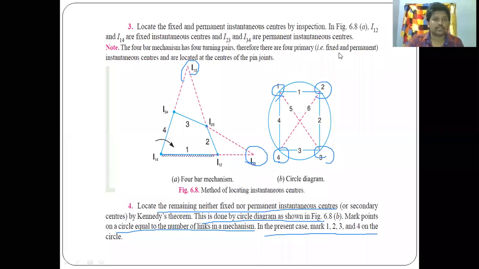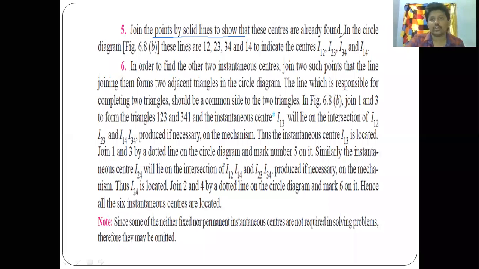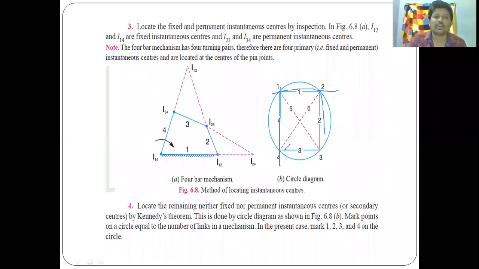Join the solid lines to show that these centers are already found. That means you join 1-2, 2-3, 3-4, and 1-4. I'll show in the diagram. We joined this 1-4, we joined this 1-2, we joined this 2-3, we joined this 3-4, which are already given. We joined them. Fine, it is very good.